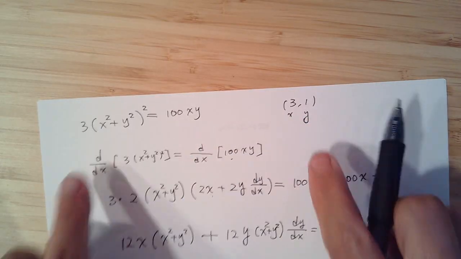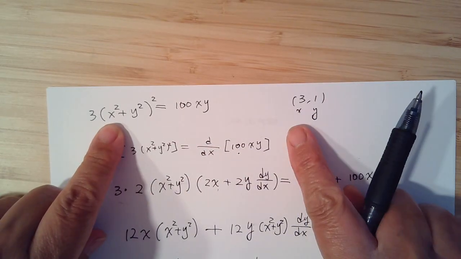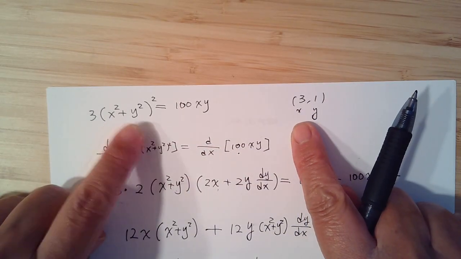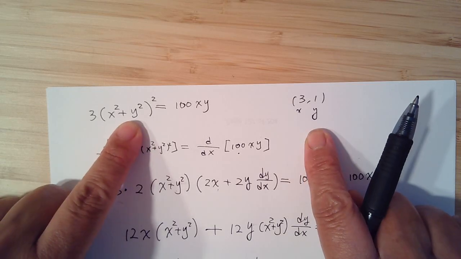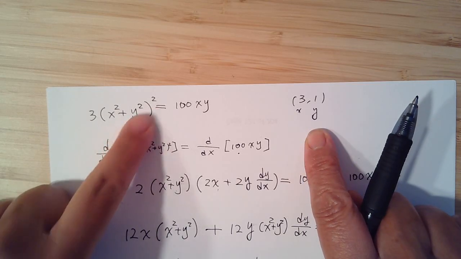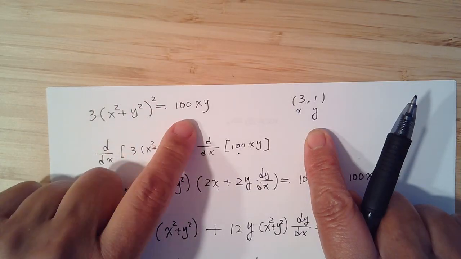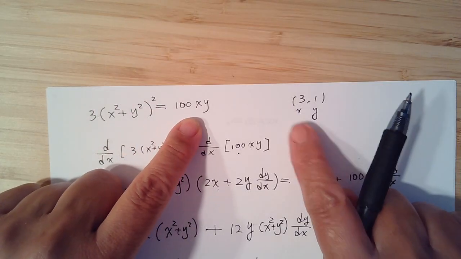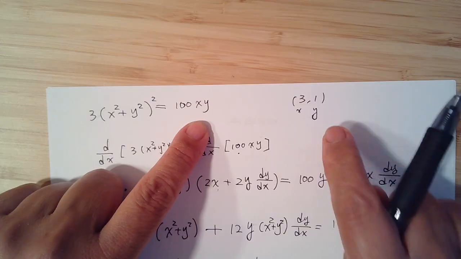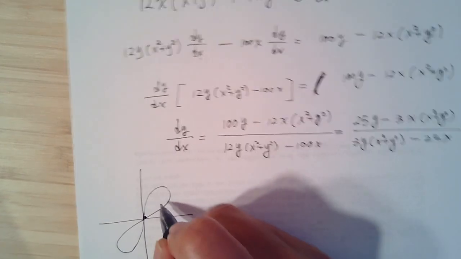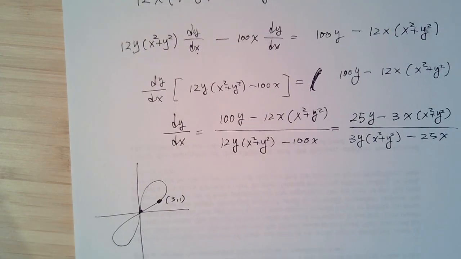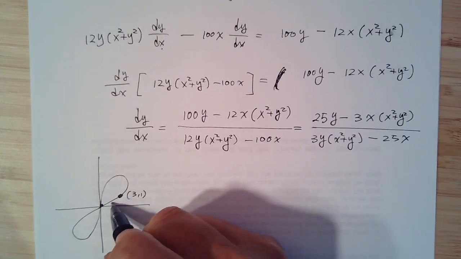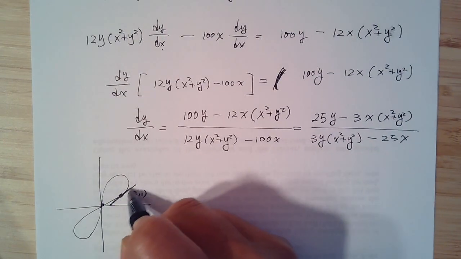That's on the curve. Now you see that x squared, which is 3 squared, that's 9. And here y is 1, so y squared is 1. So 9 plus 1 is 10. 10 cubed is 1000. So the left side is 1000, and the right side, 100 times 3 times 1 is 300.